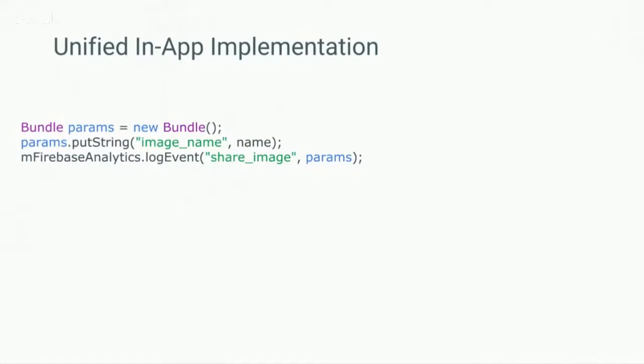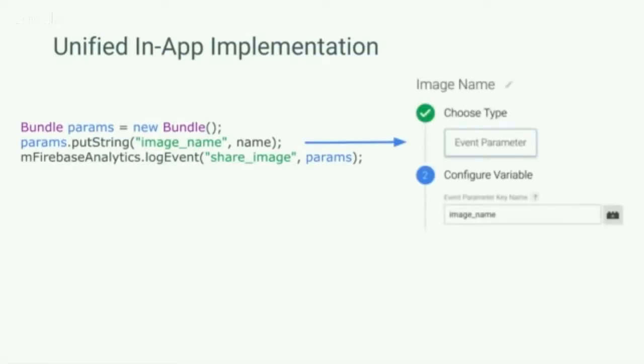Here's an example of how you might do this on Android if you wanted to log an event when somebody shares an image. And you're actually passing here a parameter of the image name. Now, when this is logged, this is the Firebase Analytics code. When this is logged in Firebase Analytics, and Google Tag Manager is also present in the app, you can very easily configure a new variable in Google Tag Manager to pull out that event parameter, that image name. And this means that as soon as that event occurs, this variable is going to be populated with the value that's being passed in as the image name.